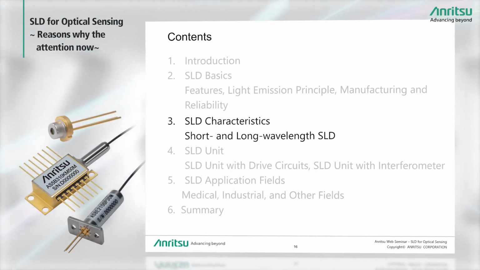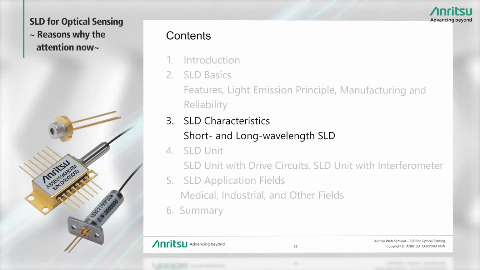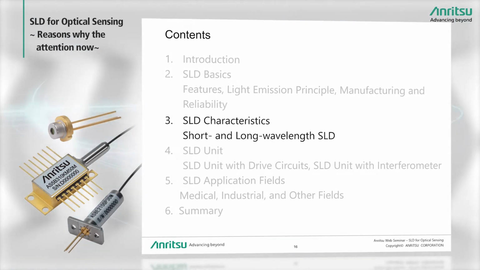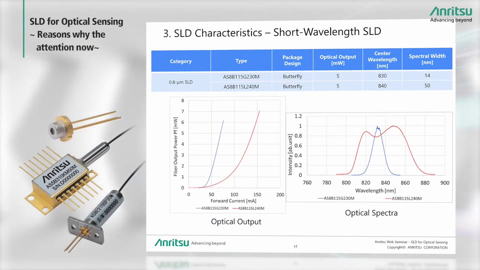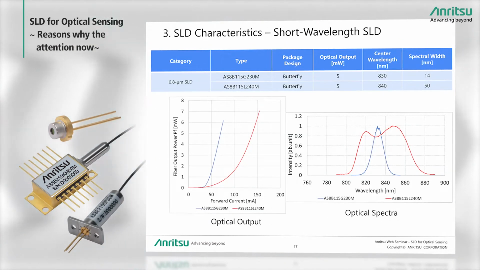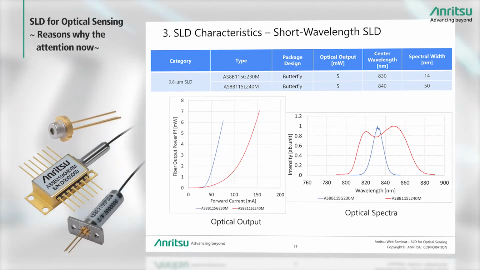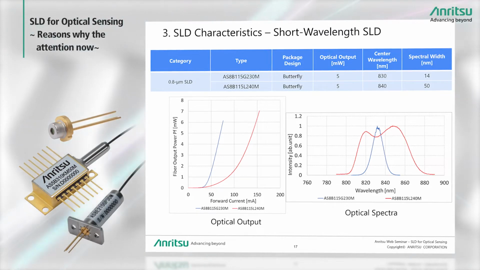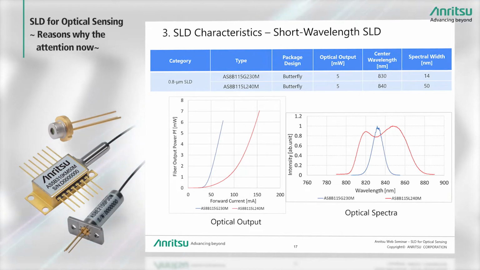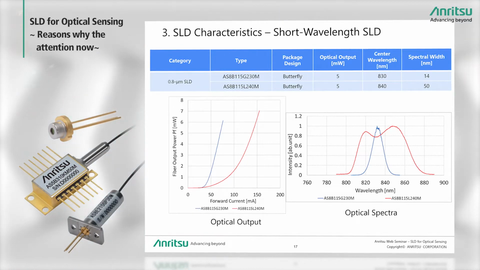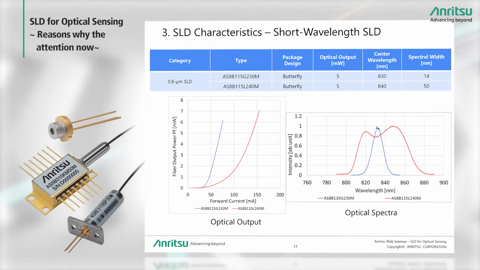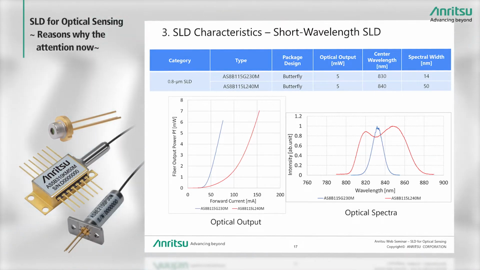From here on, I'll explain the characteristics of short and long wavelength SLDs. This table shows the characteristics of two types of short wavelength SLD. The AS8B115G230M in the top line has a spectral width of 14 nanometers, while the AS8B115L240M in the bottom line has a wider spectral width of 50 nanometers.